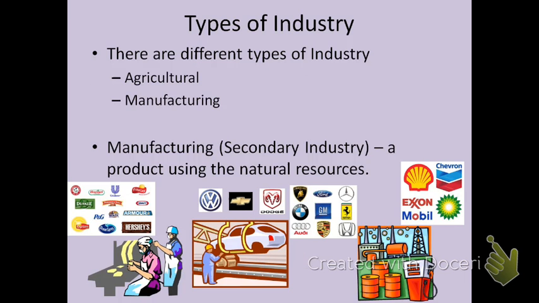The second type of industry is manufacturing. It's also called secondary industry because you're taking that natural resource and you're making a product out of it. So for instance, the farmer would send the crops to a factory to be made into another product. For instance, potatoes would be sent to the Frito-Lay factory to be made into potato chips.